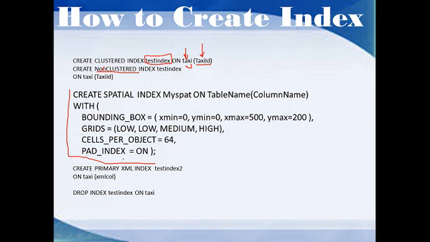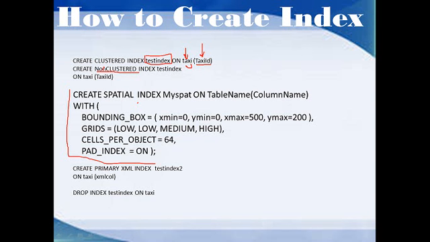The other one is the spatial index. Spatial index is a combination of X and Y, or XYZ combination, to locate a given location. So to do that, we have to specify the spatial index.